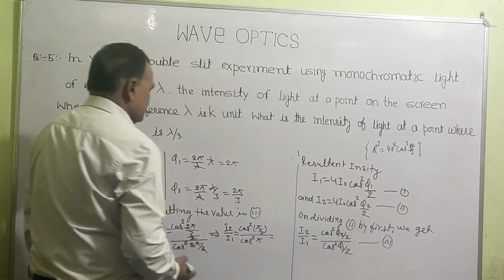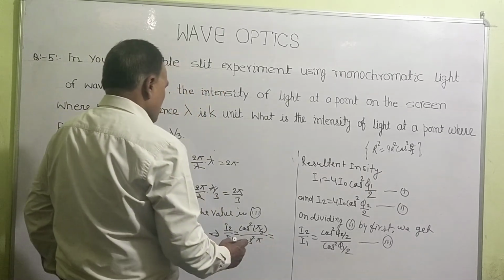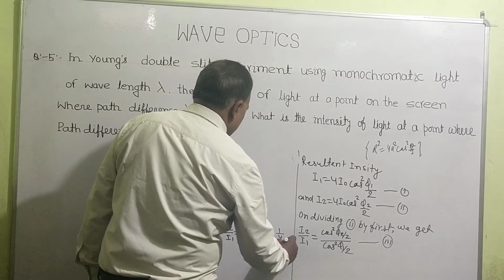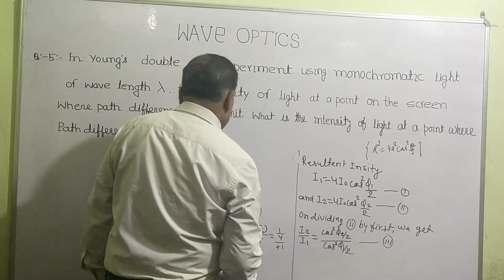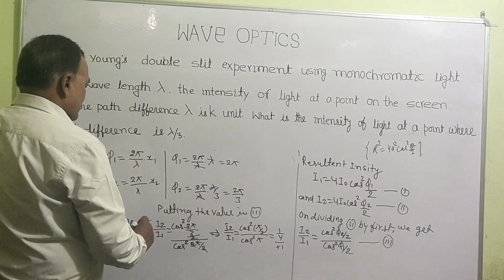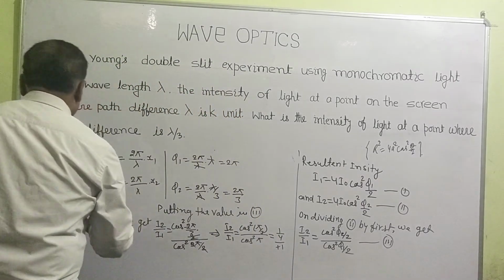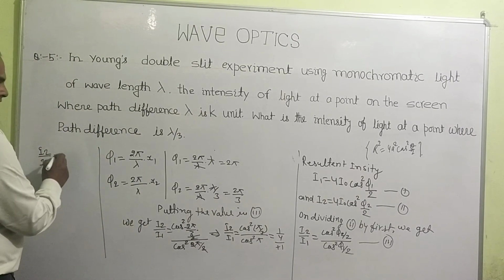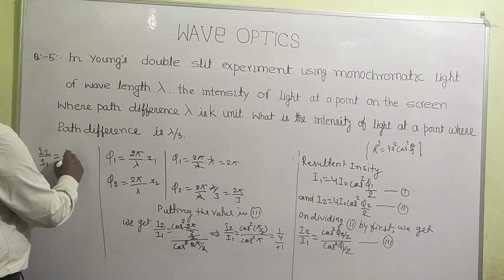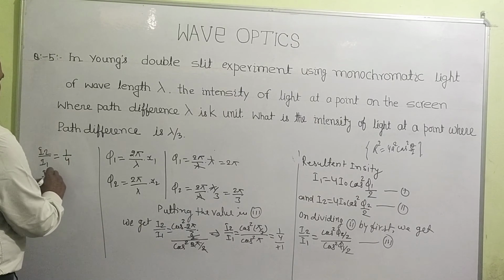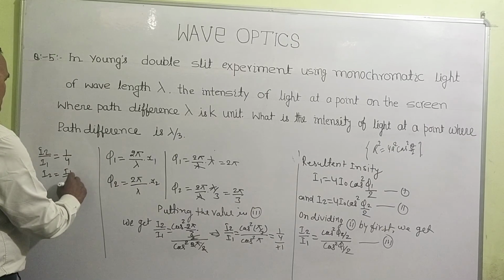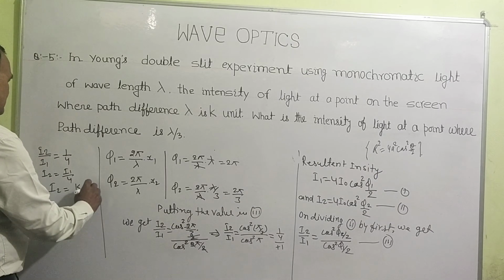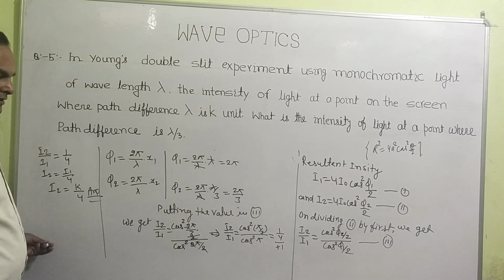Now we get 1 by 4 divided by 1 square, that means 1. So I2 by I1 is equal to 1 by 4. So I2 is equal to I1 by 4, so I2 is equal to K by 4. This is the answer. Do you understand? I think you know better.